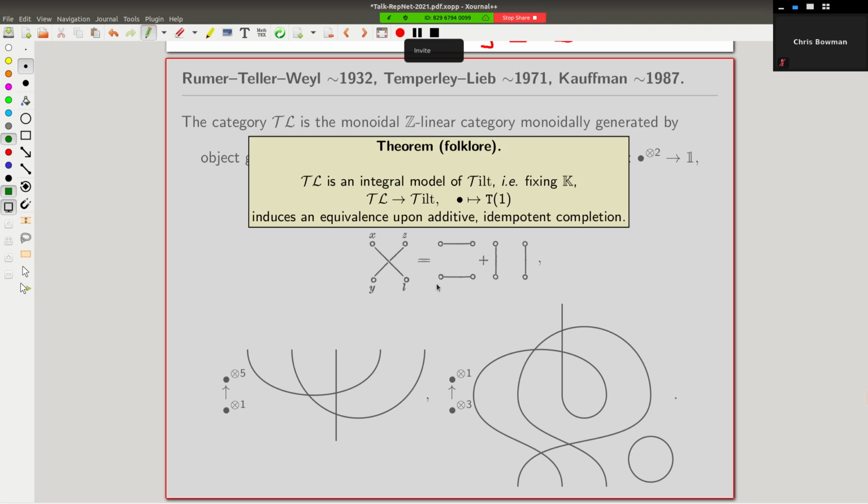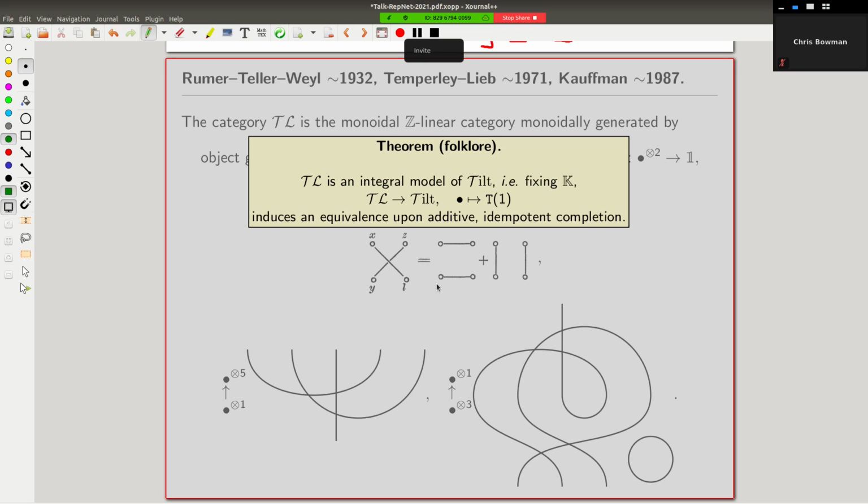And the theorem is, of course, which is, I think, the folk theorem. Never saw it written down anywhere, but basically, tilt is, so TL, Temperley-Lieb, is an integral model. It's defined integrally, of the category of tilting modules. That is, if you fix your favorite field, you get an equivalence of categories upon throwing in the usual words like additive and idempotent completion. So you can think of this as an integral model. You can think of this as playing around with the delta parameter, so instead of having -2, for example.